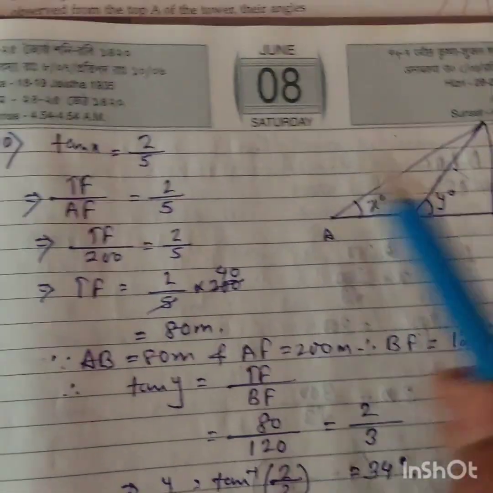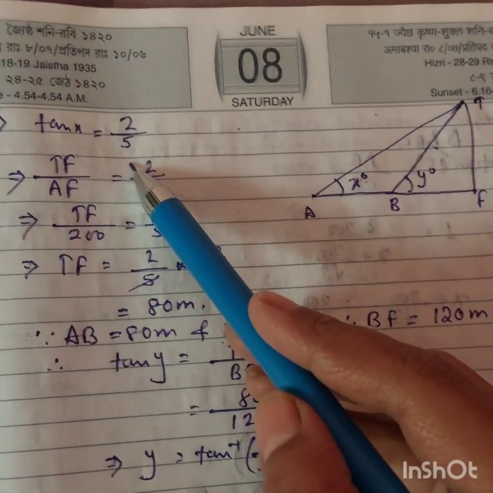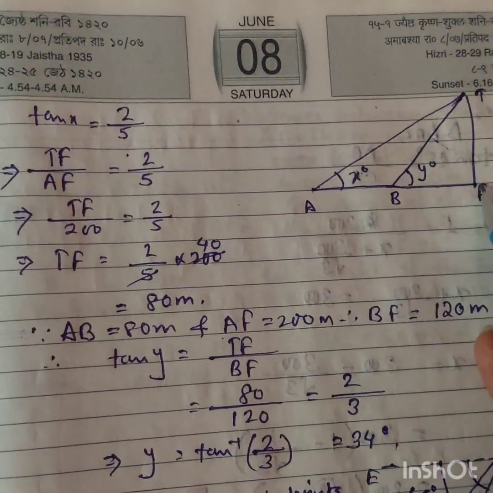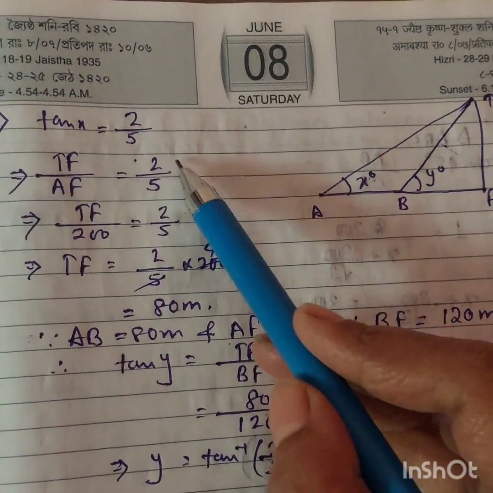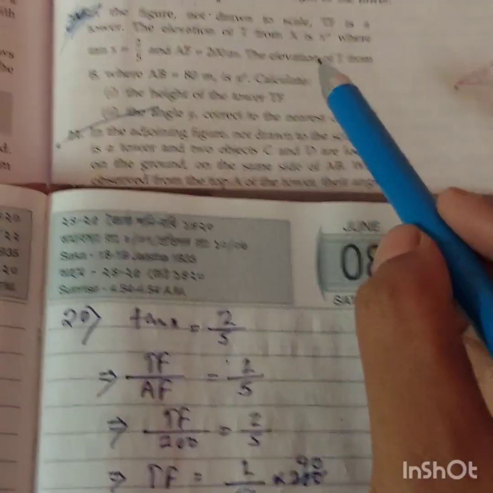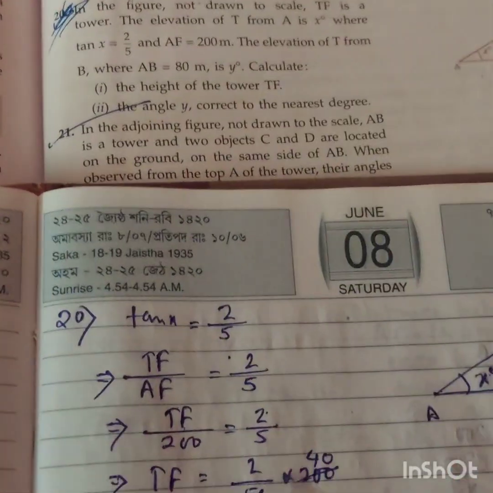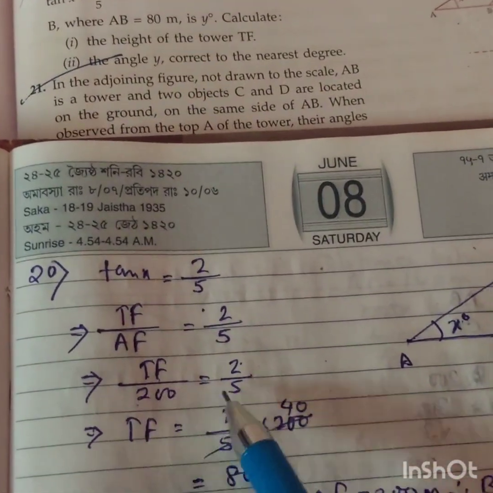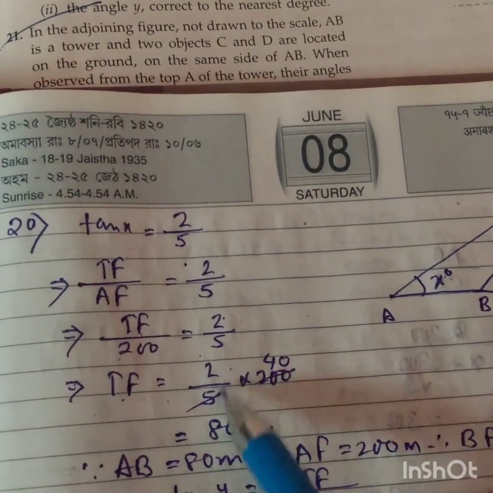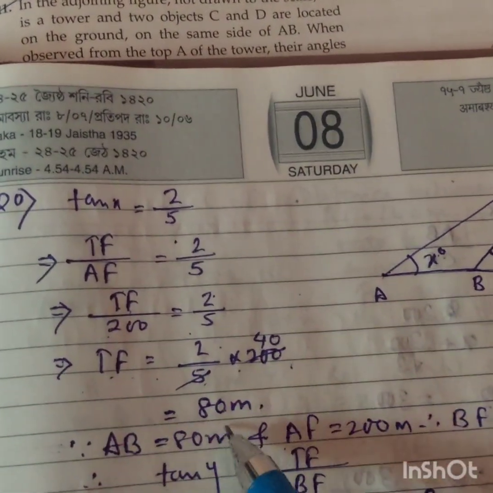So tan x is equal to 2/5. That implies TF by AF is equal to 2/5. So TF by 200 is equal to 2/5. That implies TF is equal to 2/5 into 200, that is 80 meter.